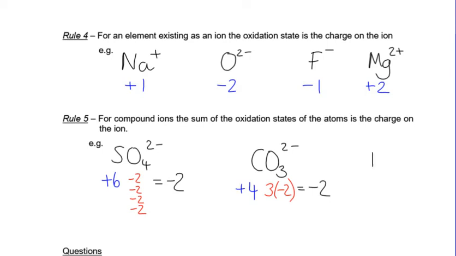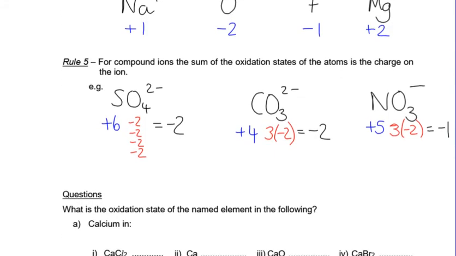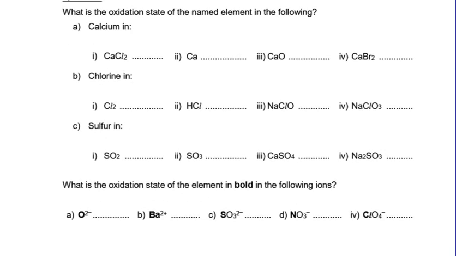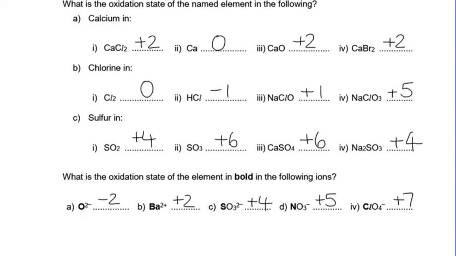See if you can work out the oxidation state of an N in a nitrate ion. And if you've done that correctly, you should have got, for the N, +5. Because for each oxygen, there were 3 lots of -2, and we were trying to equal -1, because the charge was -1. So there are some questions here for you to have a go at. So pause the video now and have a go at all of these. If you've done that, you should have got these answers.